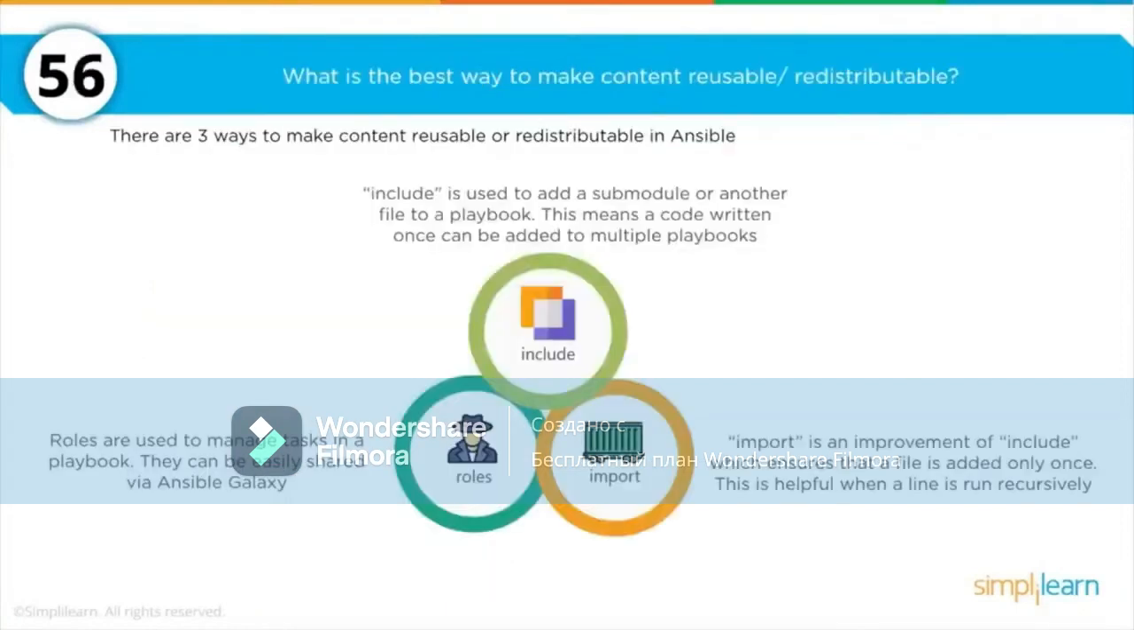So what is the best way to make content reusable and redistributable with Ansible? There are essentially three. The first is to include a submodule or another file in your playbook. The second is to import, an improvement of an include, which ensures that a file is added only once. And then the third is roles, to manage the tasks within the playbook.